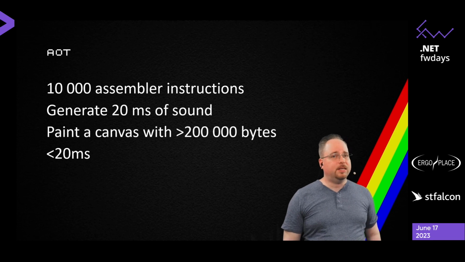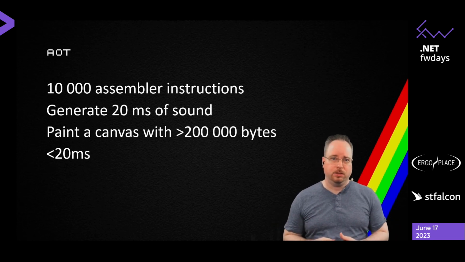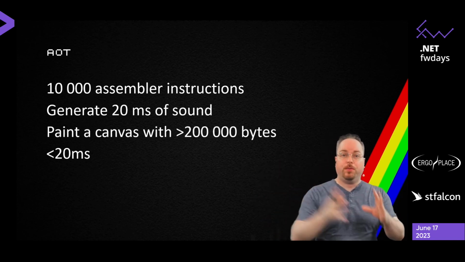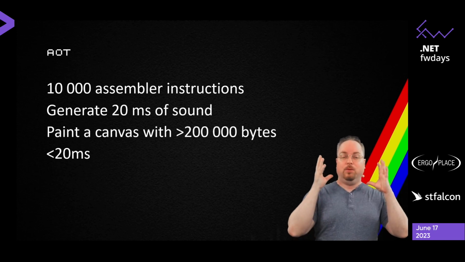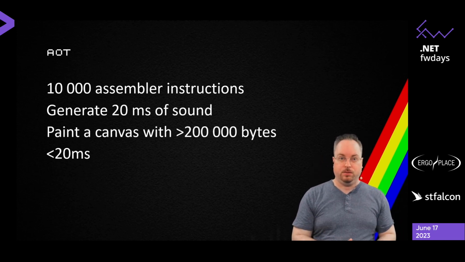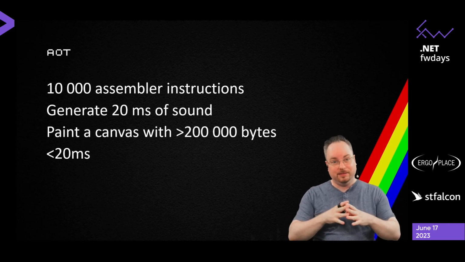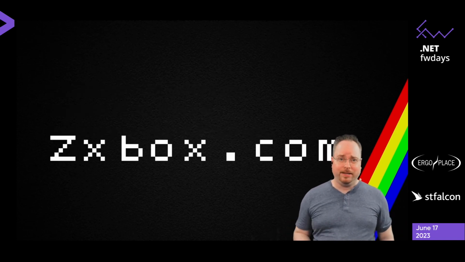In .NET 6, we got AOT, ahead of time compilation. So it's going to take all of that C# code and convert that to WebAssembly. WebAssembly is way faster. The problem is that the file size gets a lot larger as well. But let's take a look at a demo.